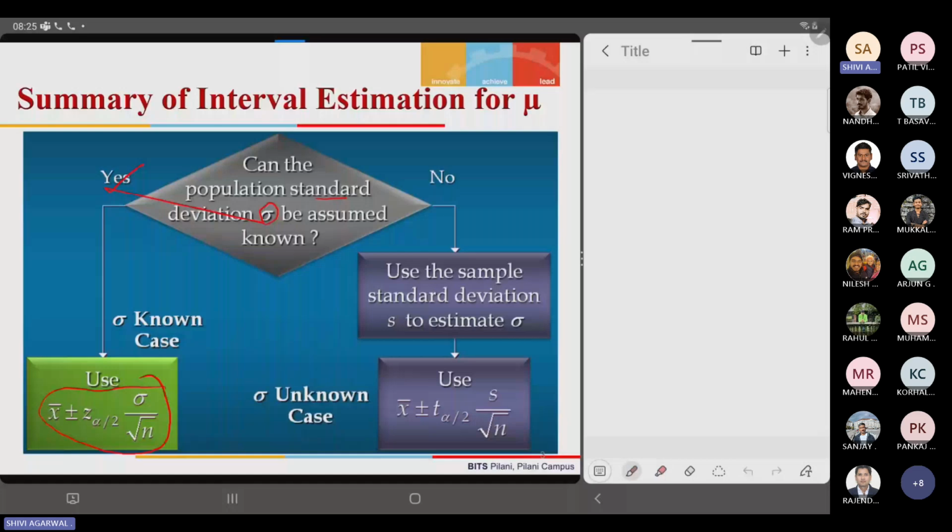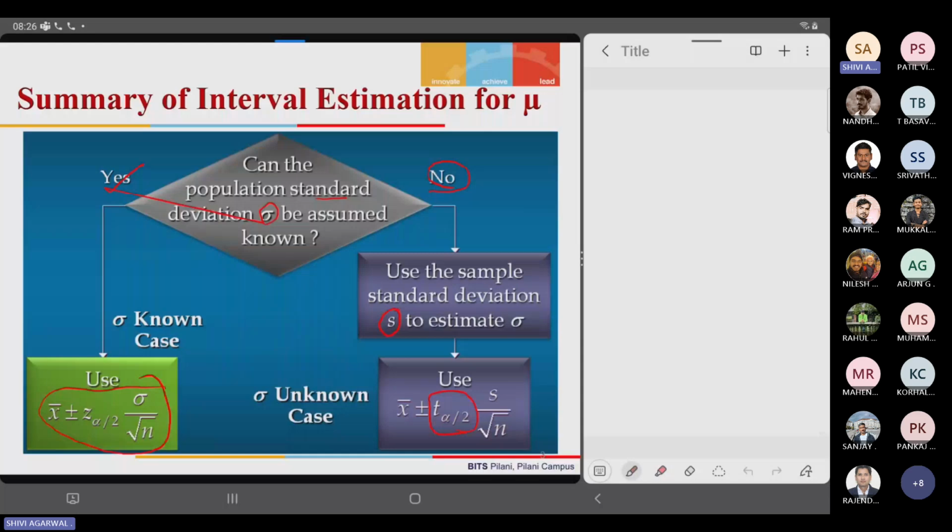Now we are extending that part to the right hand side. If sigma is not known to us, we use S, the sample standard deviation, to estimate sigma, and then we can use T alpha by 2. T alpha by 2 comes from another distribution, known as the T distribution. Z alpha by 2 comes from the standard normal distribution, but T alpha by 2 comes from the T distribution. Firstly we will discuss a brief introduction of the T distribution, and then we can use this T alpha by 2 in this formula.